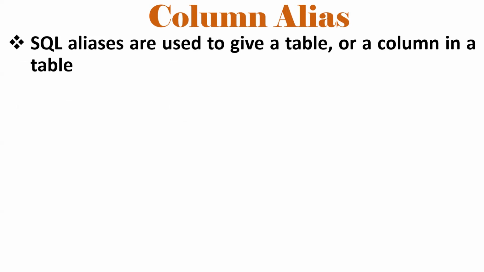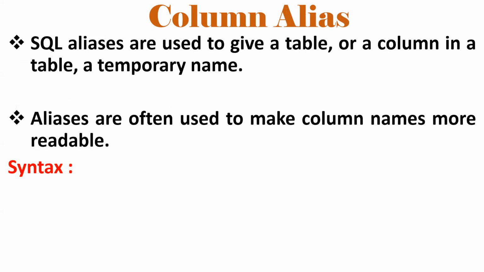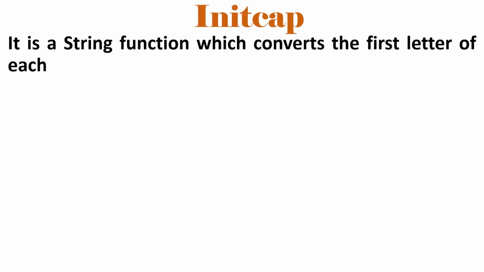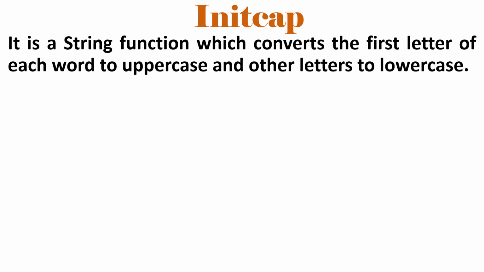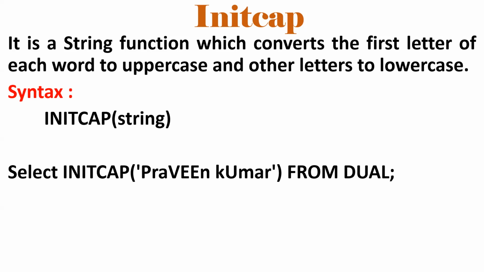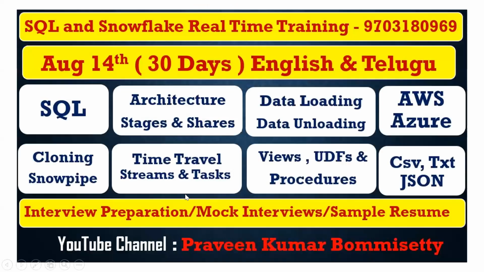In a similar fashion, you'll understand what a temporary name given for any column is called. For this one, I'm giving an alias, meaning a temporary name. This is nothing but a column alias. Similarly, we'll go for initcap functionality. It converts the first letter of every word to uppercase. Praveen Kumar is my string. It will convert the first letters, P and K, to uppercase and the remaining letters to lowercase. Hope this is clear.